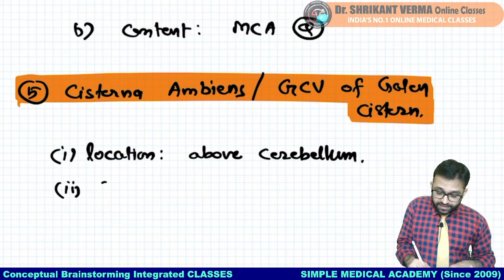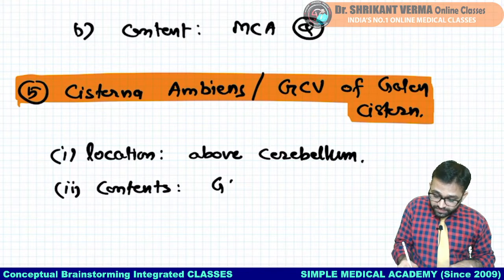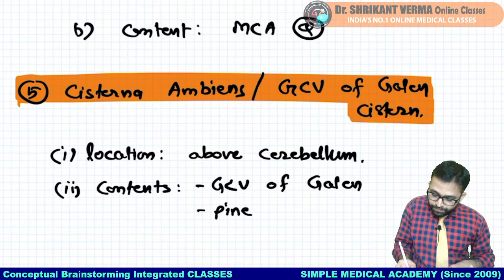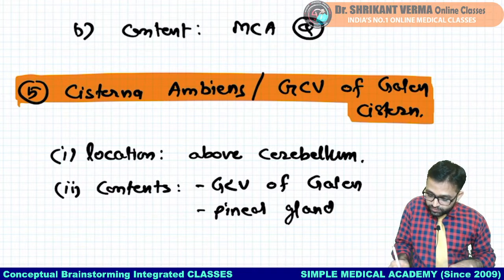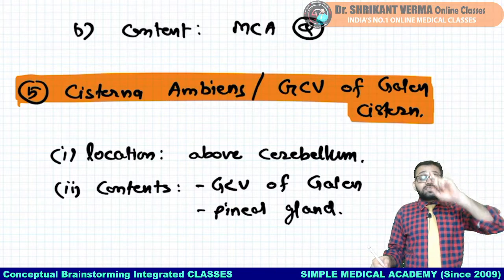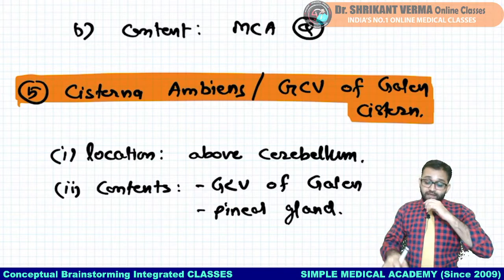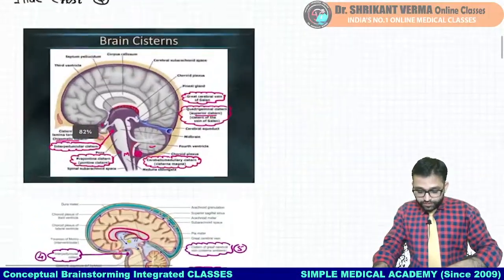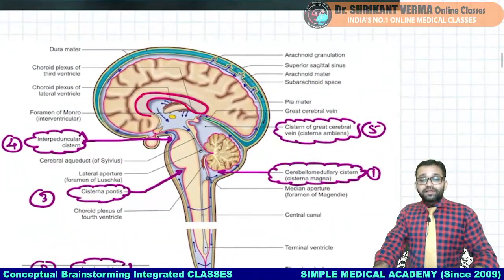Second, contents. We are talking about the contents. So here is our great cerebral vein of Galen as the content, as well as we will see the pineal gland, the third eye of Lord Shiva. भगवान शंकर की तीसरी आंख यहीं पर होती है. Okay, so later we will observe, but you can follow right now.